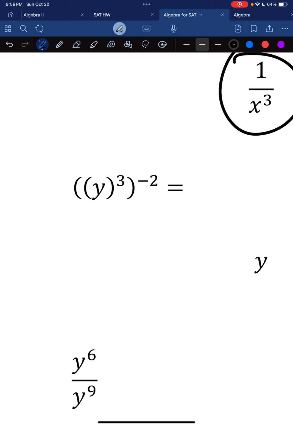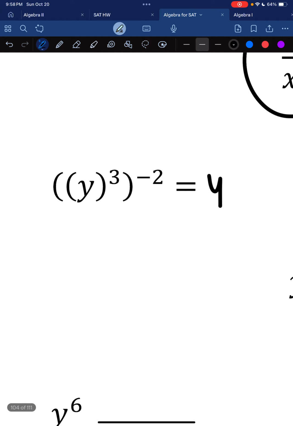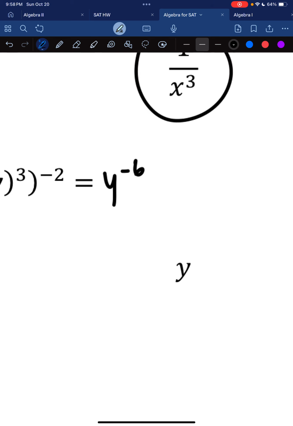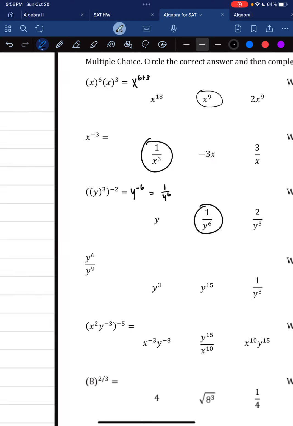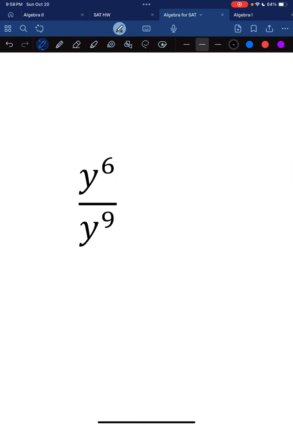Over here, we have y to the power of 3, all to the power of negative 2. All we need to do here is multiply our two exponents. So we end up with y to the power of negative 6, 3 times negative 2. And if you take y to the power of negative 6, another way of writing that is 1 over y to the power of 6, since we can take the reciprocal with a negative exponent. Now we have y to the power of 6 over y to the power of 9. All we need to do here is subtract the exponents.